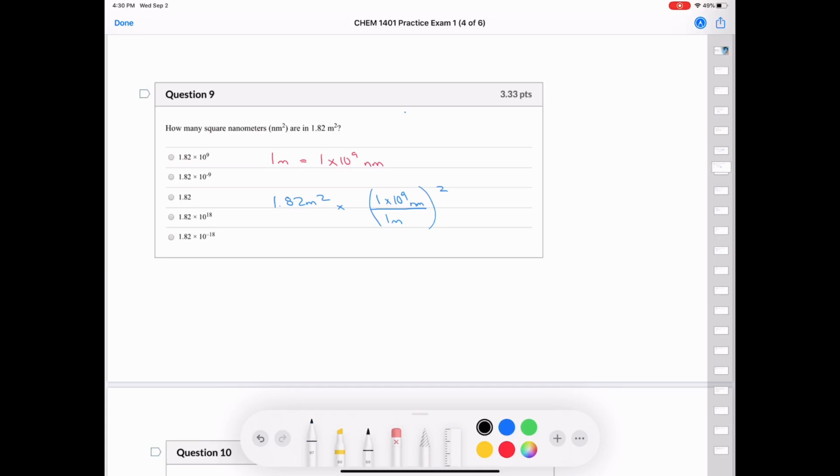And when we do that, we end up with 1.82 meters squared multiplied by 1 times 1 is 1, meters squared is meters squared, and then we have 1 times 10 to the 9 nanometers squared, and that gives us 1 times 10 to the 18 nanometers squared. And you can see that meters squared cancel out, and we end up with our final answer, which is 1.82 times 10 to the 18 nanometers squared.